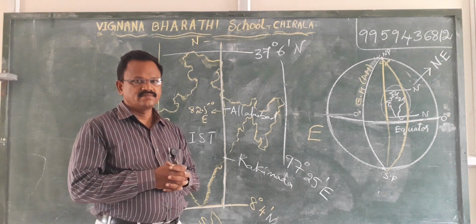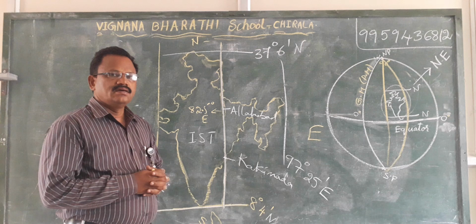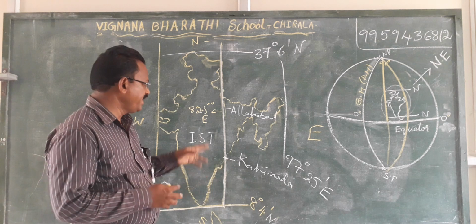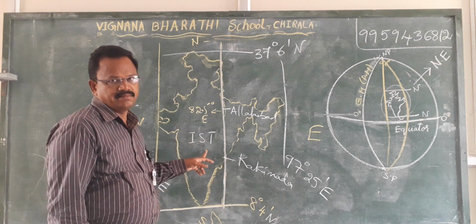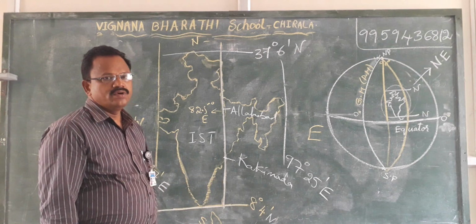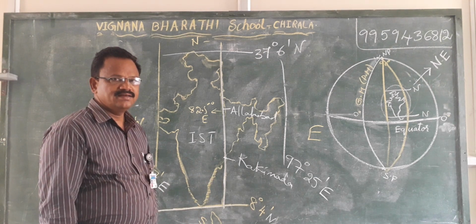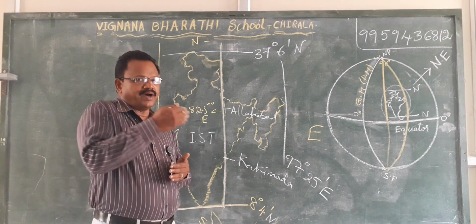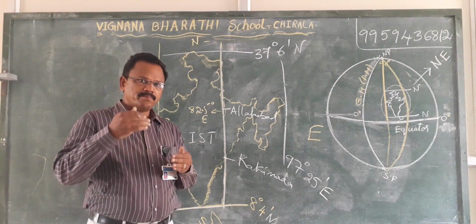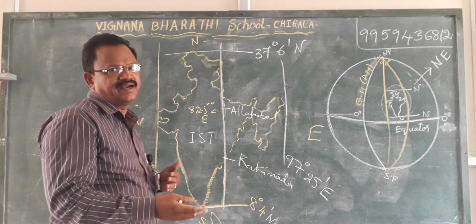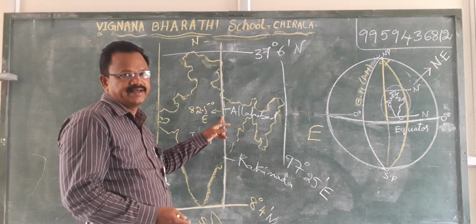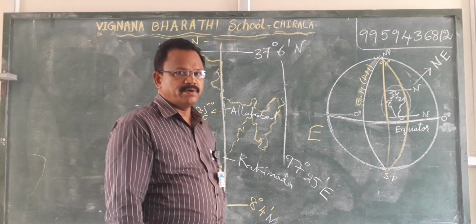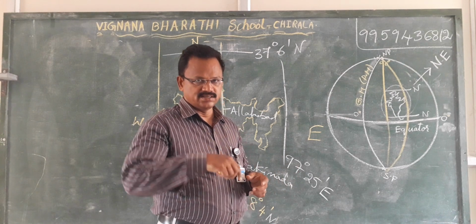Dear students, soon after learning this location of our country and about IST, Indian Standard Time, we need to know some other information regarding calculation of the time from one longitude to another longitude, or from prime meridian to our Indian Standard Meridian, that is 82.5 degrees. Usually we have the longitudes about 360 around the earth.